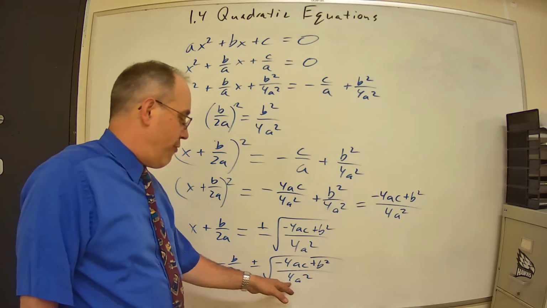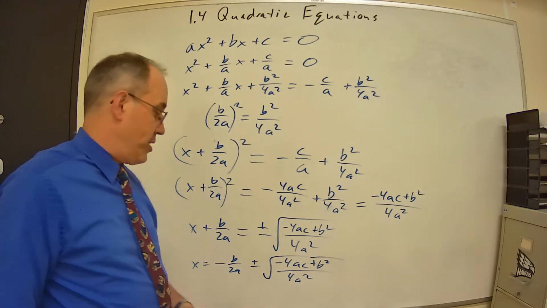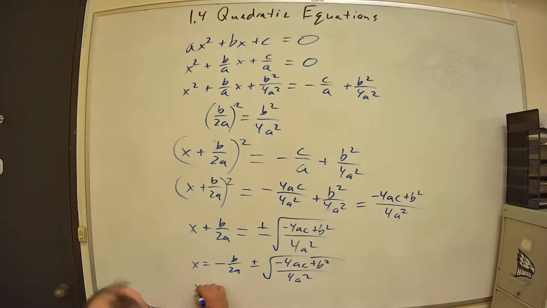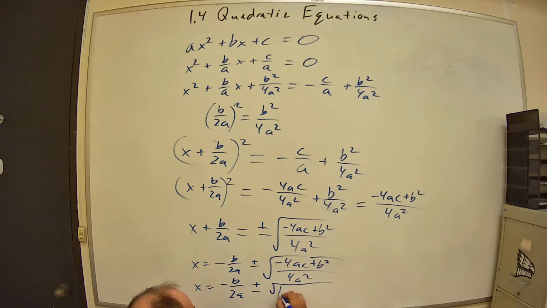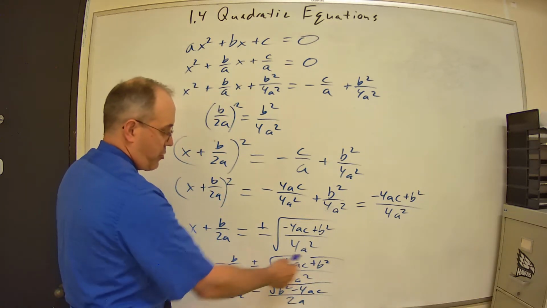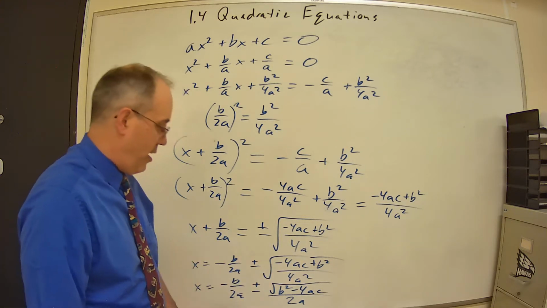And I see that 4a squared is a perfect square. 2a times 2a is 4a squared, so I can get rid of that. So I have x is equal to negative b over 2a plus or minus the square root of b squared minus 4ac over 2a, right? I just moved the b squared before it, so b squared minus 4ac. And the square root of 4a squared is 2a.